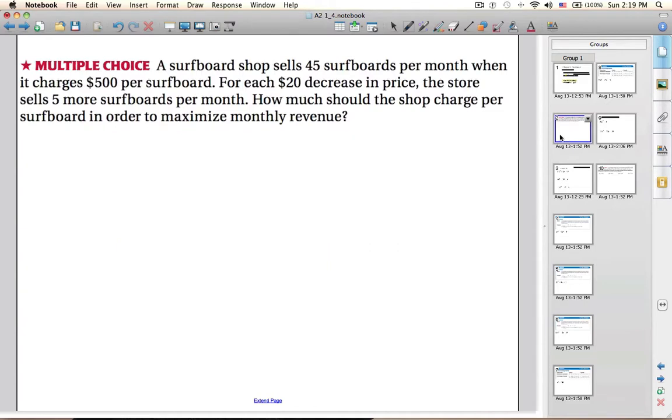Okay, so again, the type of problem that might be solved using the skills we're working on in this section is a problem like this one. The surfboard shop sells 45 surfboards per month when they charge $500 a surfboard, but if they lower the price by $20, they sell 5 more surfboards. So what we want to find out is how much they should lower or raise the price in order to maximize the amount of monthly revenue that they receive, so the total amount of money they get. We'll be working on this problem as we finish up this section.